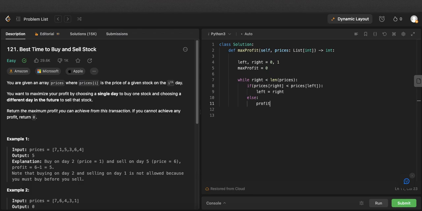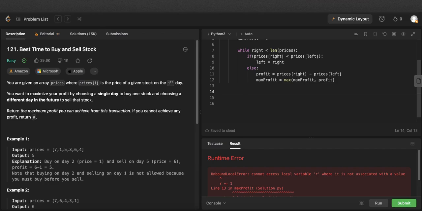So we calculate this profit, and then we check to see if this profit beats our current max profit. Finally, at the end of the loop, no matter what case we're in, we must increment our right pointer. And at the end, when done with the loop, we can return our max profit.